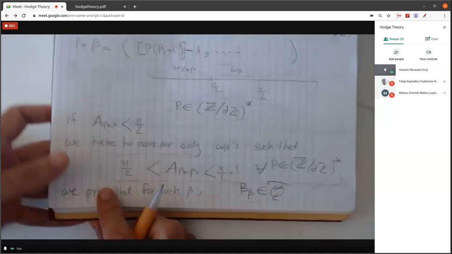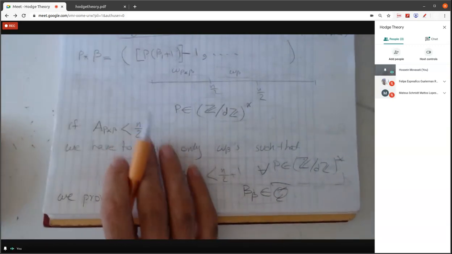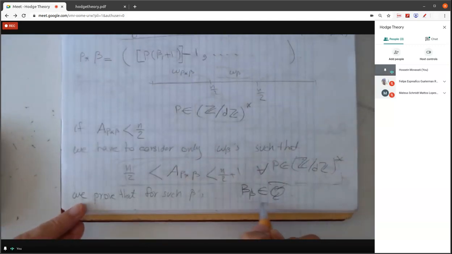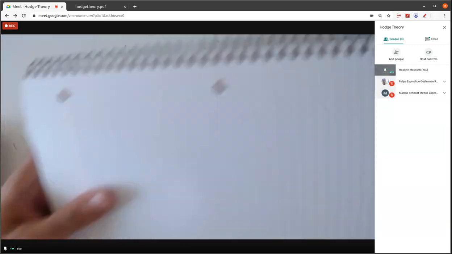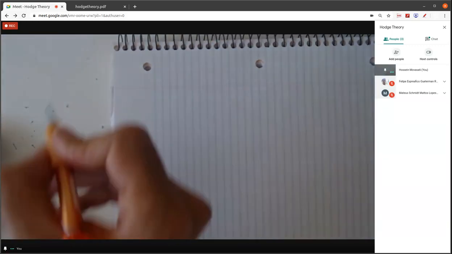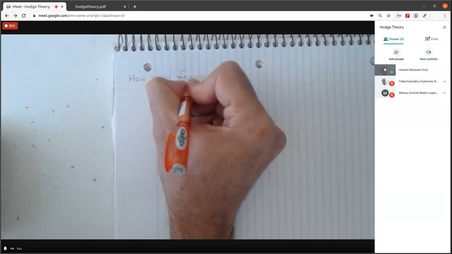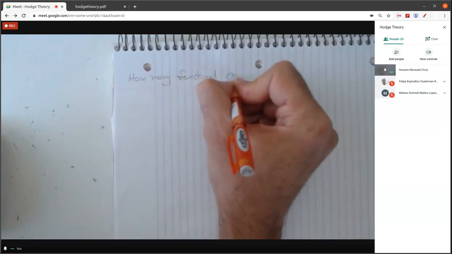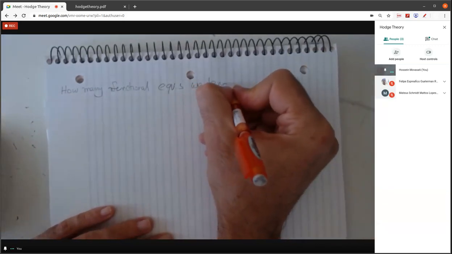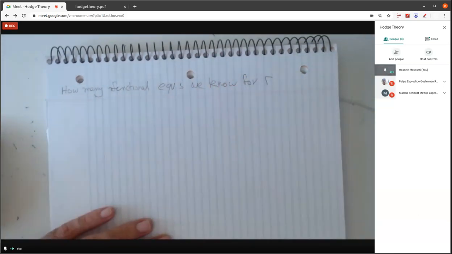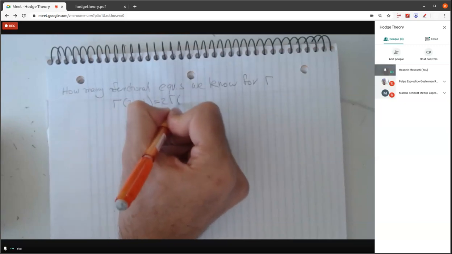But this is not really a hard transcendental number theory, because we have a very specific combination of the values of the gamma factor. So let me say the idea of the proof of this fact. First of all, how many functional equations do we know for the gamma function? So let's write down. First of all, we know that gamma of z plus 1 is z gamma of z.